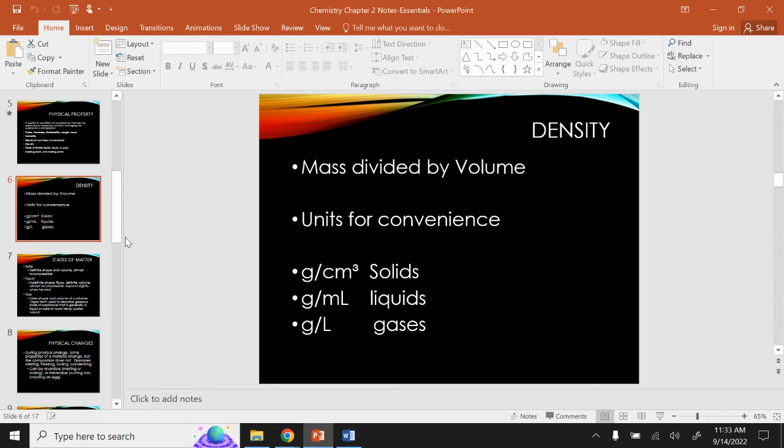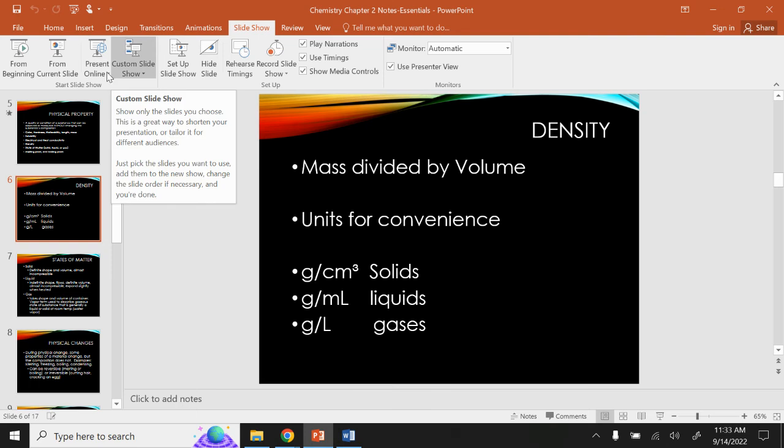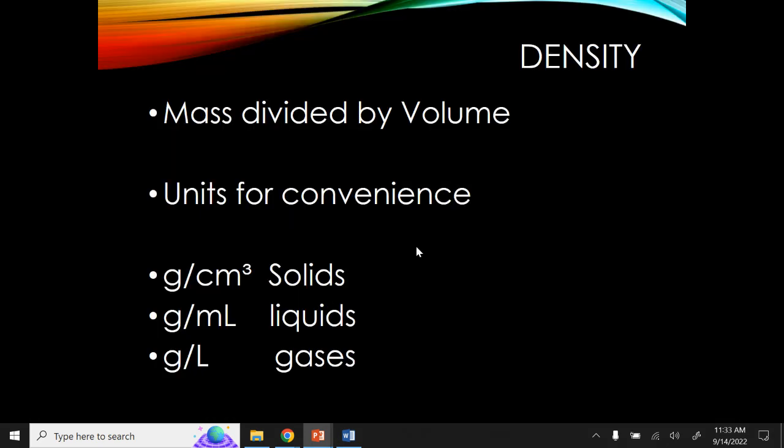All right, guys, we left off with density as mass divided by volume. Our units for convenience were solids, liquids, and gases. For solids, we used grams per centimeters cubed. Centimeters cubed was our volume. Or for liquid, we use grams per milliliter. And for gases, we use grams per liter.